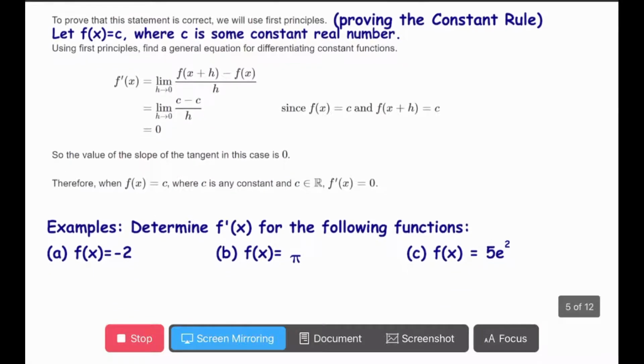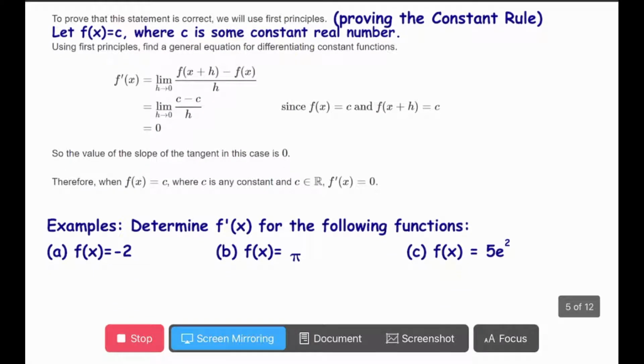To prove that this statement is correct, we will use first principles. So we're going to prove the constant rule. Let f of x equal c, where c is some constant real number. And using first principles, find a general equation for differentiating constant functions. So we start with our first principles definition. F prime of x is the limit as h approaches 0 of f of x plus h minus f of x over h. And what's our value for f of x plus h?